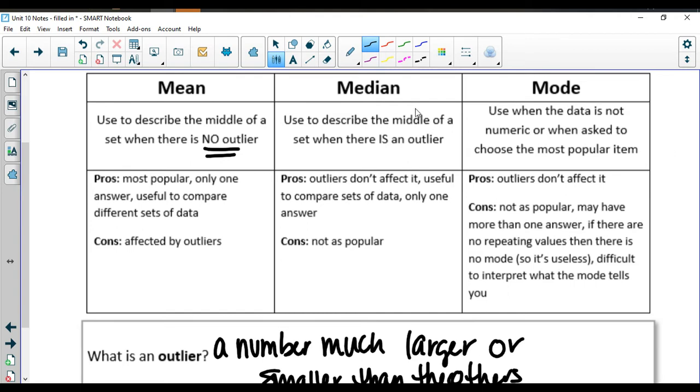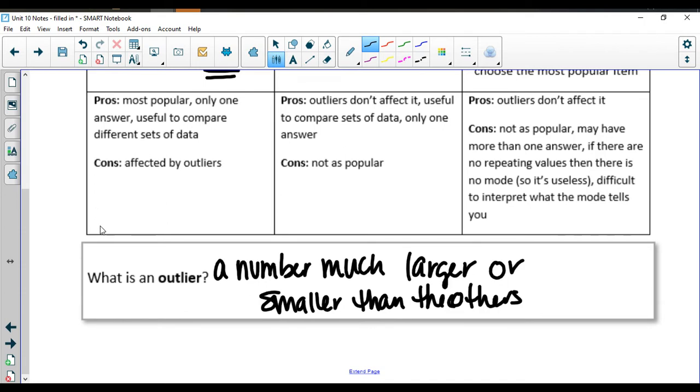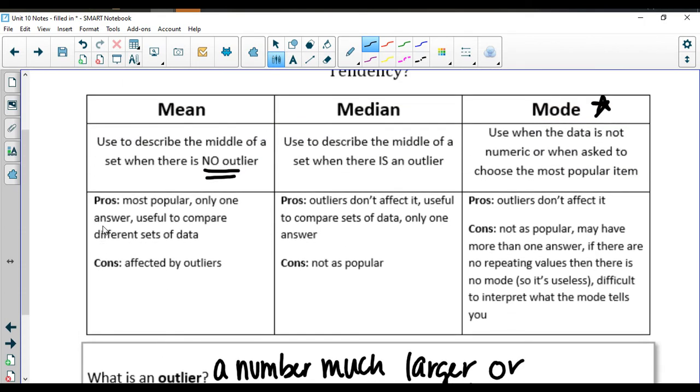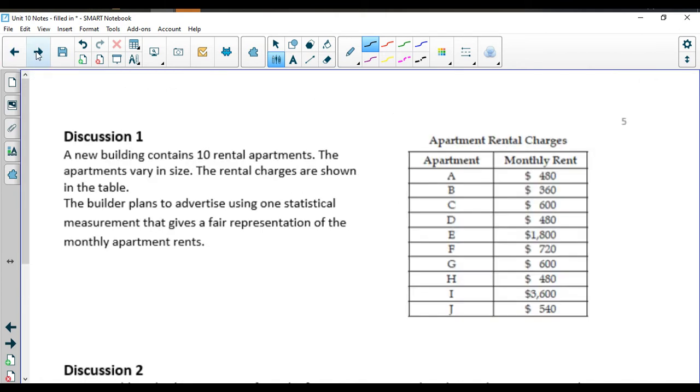Mode is typically a thing if you're having a vote on something, where you're looking at which outcome is going to be the most popular. A lot of times the mode, though, is pretty useless if we're just looking at numerical data because it just tells us which one appears the most, and that's not always the most accurate thing.